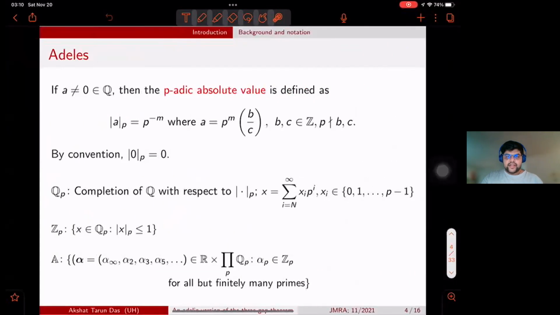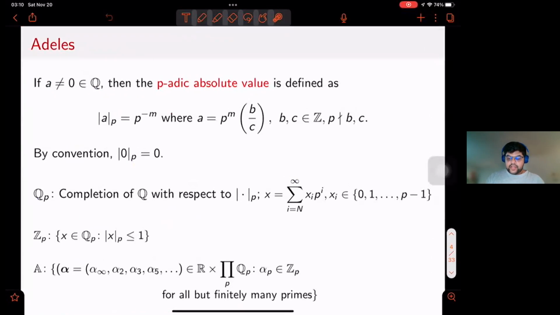Now I'm going to go ahead and start talking about the setting in which we're working. So first of all, let's consider a non-zero rational number. And for any particular prime p, we rewrite it in this form. So then with respect to this prime, the p-adic absolute value of this rational number a is defined to be p to the power of minus m. And by convention, for any prime p, the p-adic absolute value of 0 is just defined to be 0.